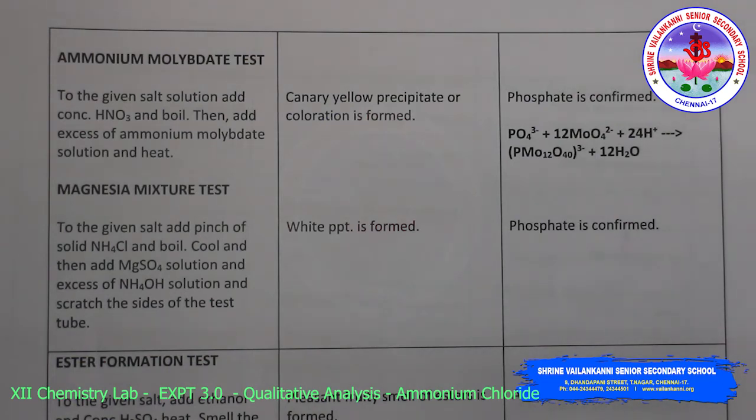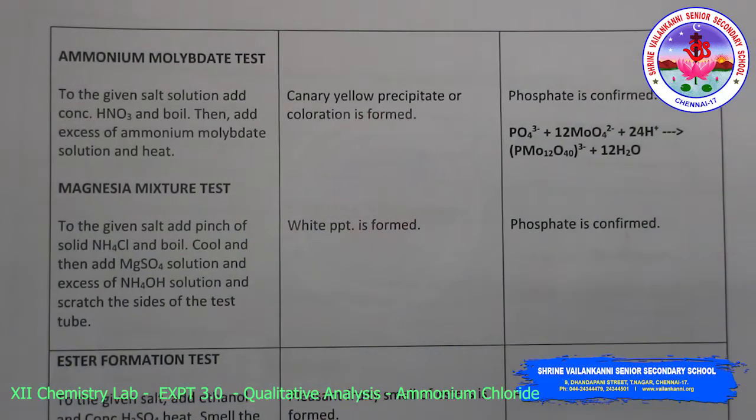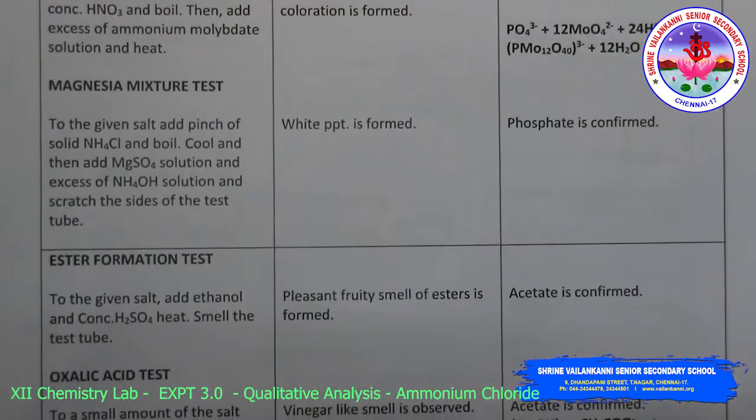Then the magnesia mixture test. Take a pinch of the salt, then add solid ammonium chloride and boil. Cool, then add magnesium sulfate solution and excess ammonium hydroxide solution and scratch the sides of the test tube. A white precipitate is formed, which means phosphate is confirmed.